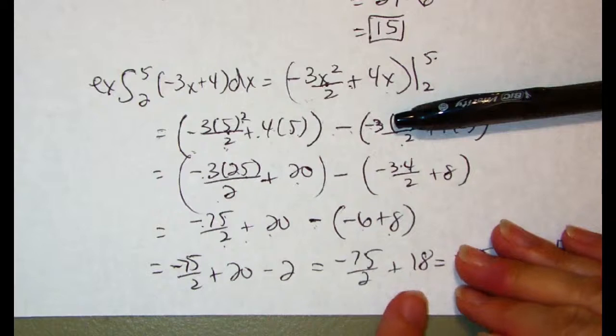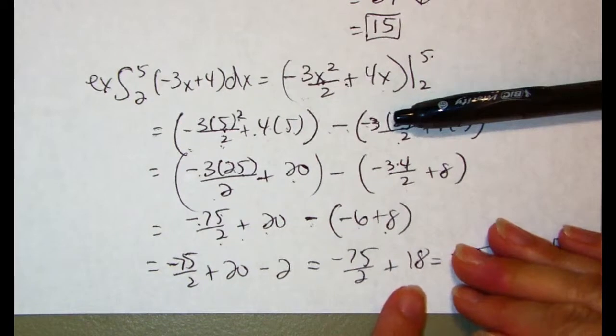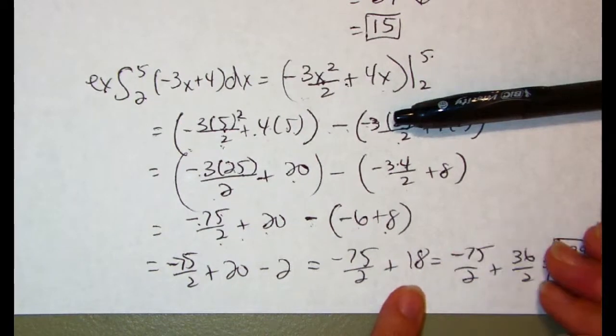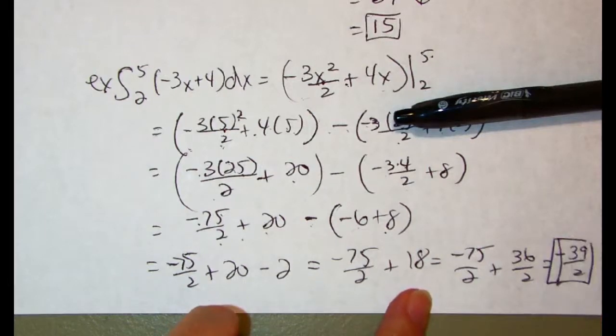Now I'm going to get a common denominator of 2. That'd be 36 over 2. I'm going to add up the numerators. A negative 75 and a positive 36 is a negative 39 over 2.